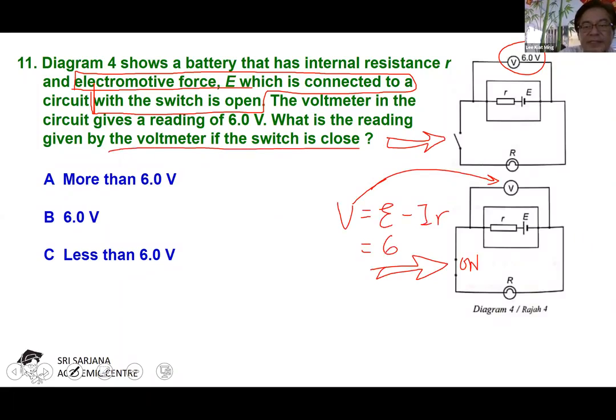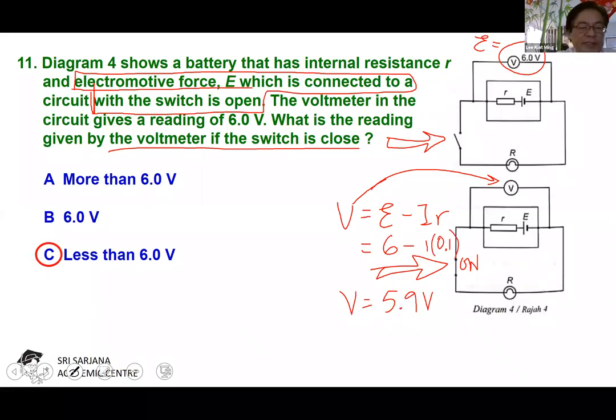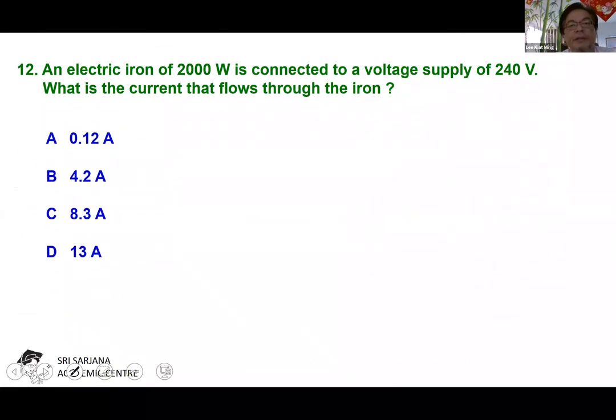We started with 6 just now. This value is going to be electromotive, so we minus something. Even though the number is very small, let's say 1 times 0.1, you still minus a number. You still minus a small number, 0.1, and you still get a number smaller than 6 volts. That's why your answer will be C. Okay, let's move.